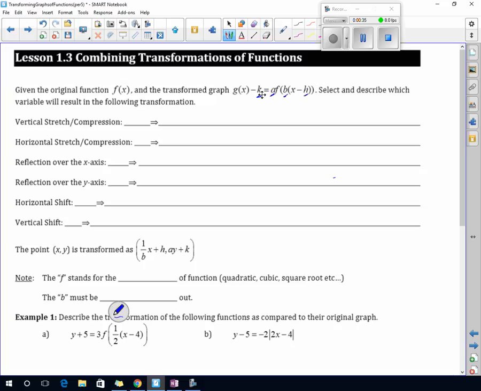A is the correct answer. I'm actually going to say the absolute value of a because I don't want to talk about negatives here. So if the absolute value of a is greater than 1, what is it? Stretch or compression? Stretch. If the absolute value of a is between 1 and 0, that's when we have a compression.